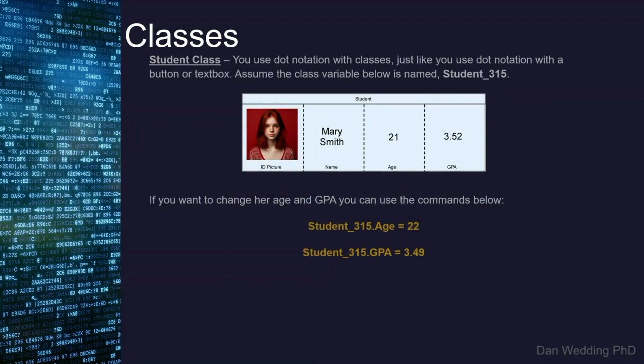You use dot notation with classes, just like you use dot notation with a button or text box. Assume the class variable below is named student315. If you want to change her age and GPA, you can use the commands below.